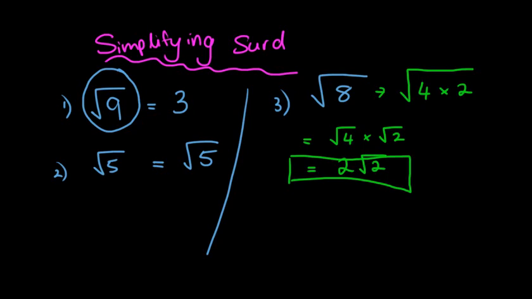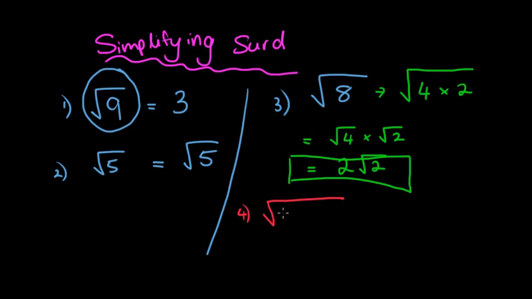So a good idea if you have to simplify a surd and you're given a question where you need to simplify a surd, let's see if we can break the surd down into numbers that would give us, I guess a good way of putting it would be a perfect square, like 4, because it's 2 squared, or 9 is 3 squared. Let's have a look at this one.